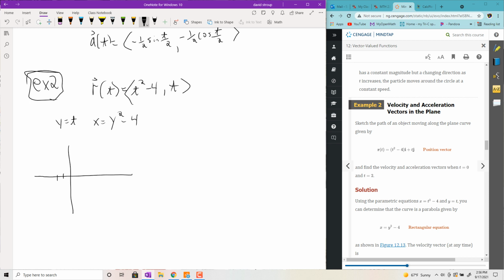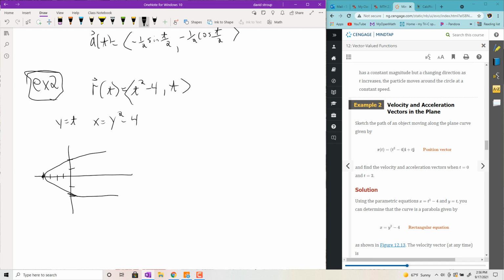When y is 0, x will be negative 4 down here. And x will equal 0 at plus minus 2. So we have this figure. To get the orientation, you plot a couple t values. So at 0, I'm at negative 4, 0.